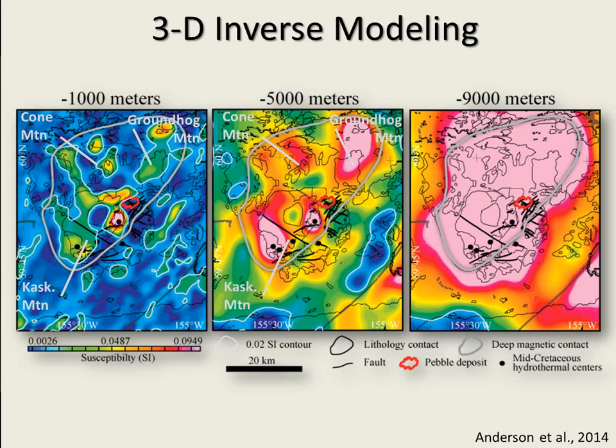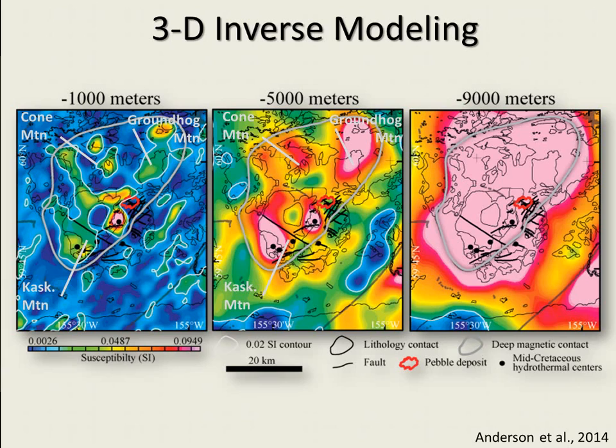We could do some 3D inverse modeling to help us understand the magnetic sources that are generating this footprint. This slide shows 3 plan view depth slices through the preferred inversion results. The white lines indicate an isosurface chosen to represent the contact between the granodiorite and the non-magnetic sedimentary host rocks that we found around Kaskanak Mountain.